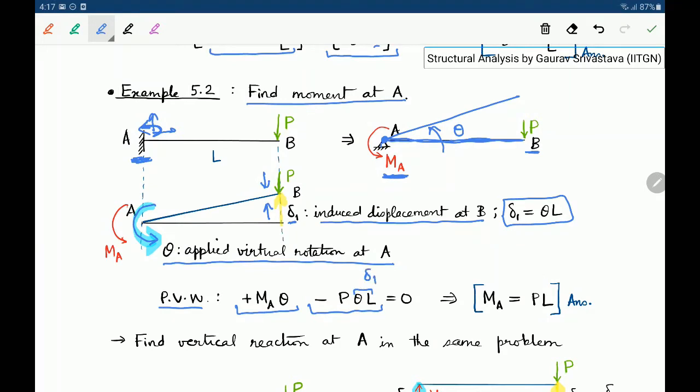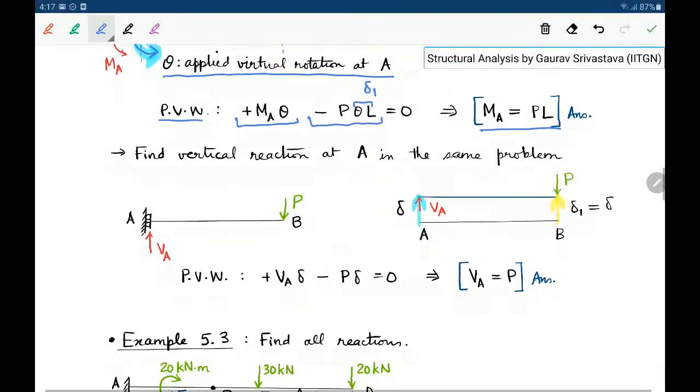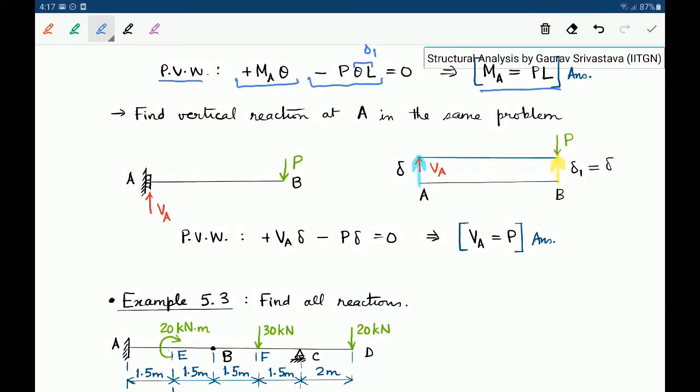And now there is no other force or moment acting which can do work. So again theta will get cancelled out, and we get MA is equal to PL. So this is the moment at A. Now we may also ask how to use this to find the vertical reaction at A.